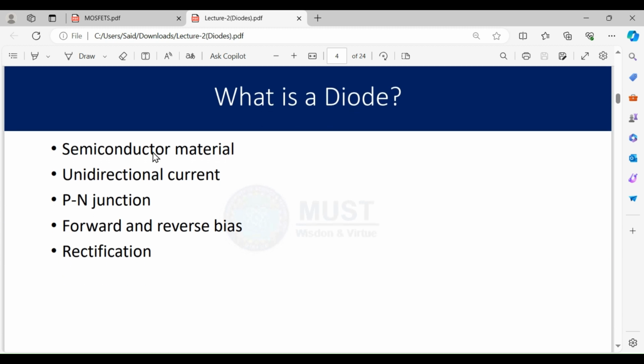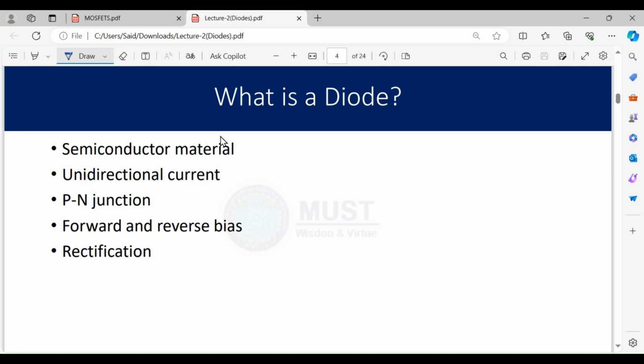First of all, our diode is a semiconductor material, and you must know what a semiconductor material is. Semiconductor materials are those materials that have properties in between conductors and insulators. Conductors are those materials that have free electrons to conduct electric current, and insulators are those materials that have no free electrons and have poor conductivity of electric current. Semiconductor materials are in between the conductors and insulators. In specific conditions they can conduct electric current.